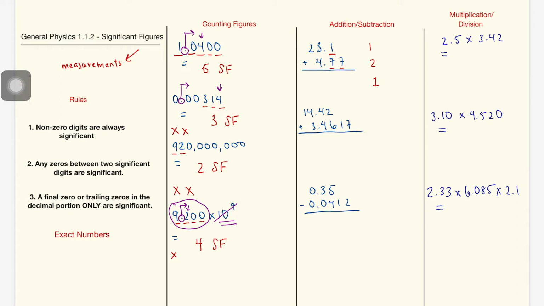Doing normal addition, we get the number 27.87. But we know we need to round to 1 decimal place. So rounding up, we find that the final answer is 27.9.